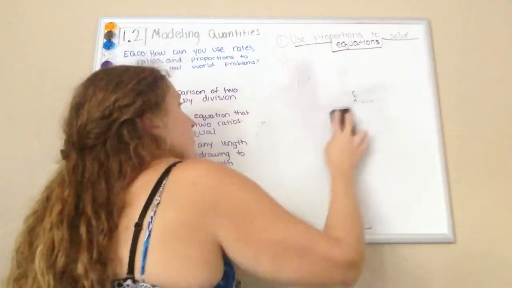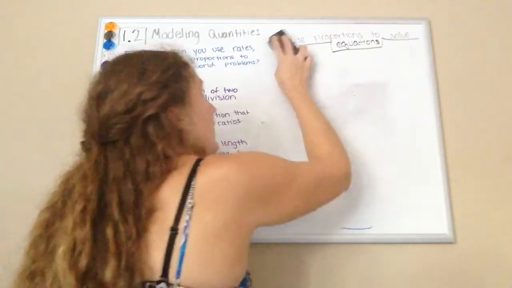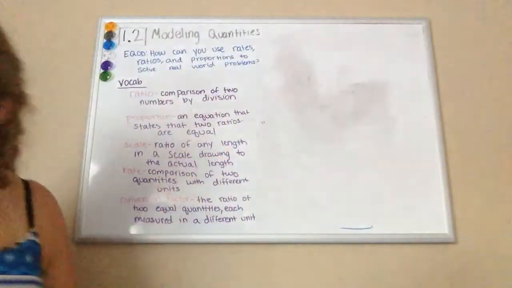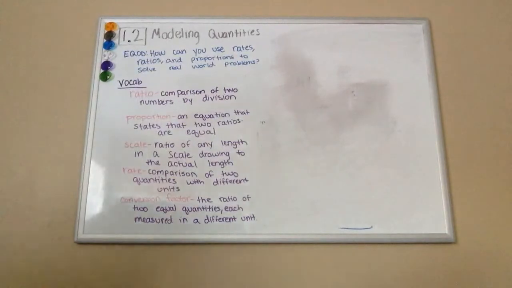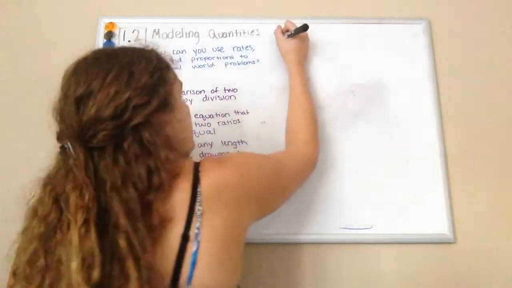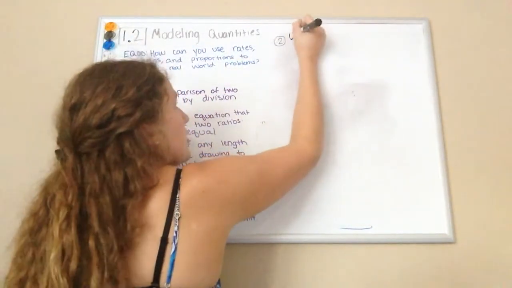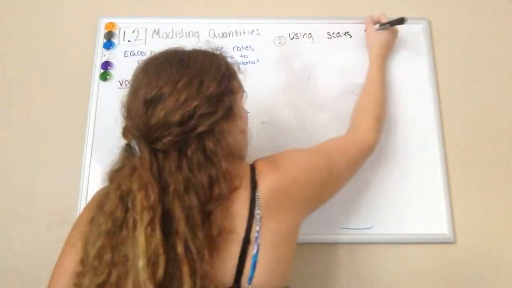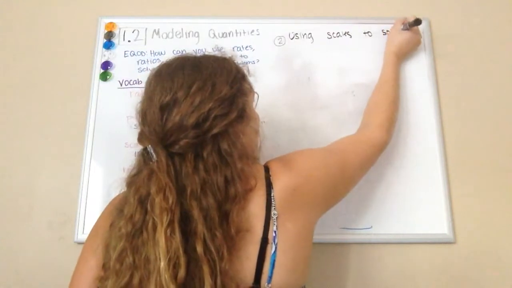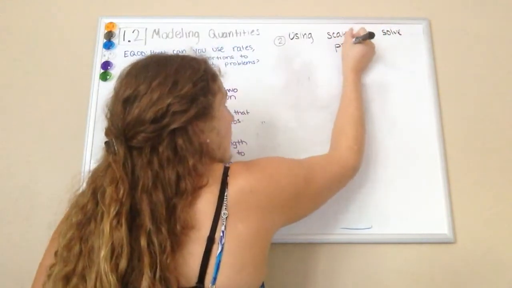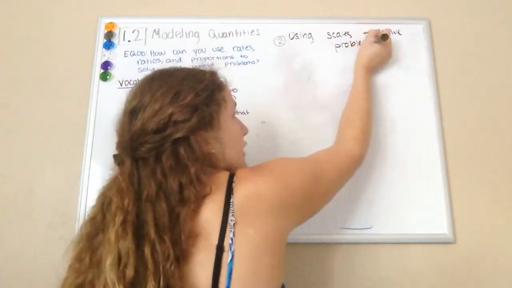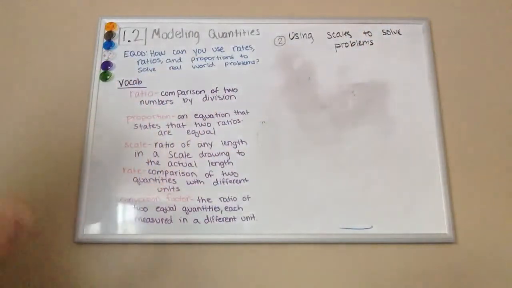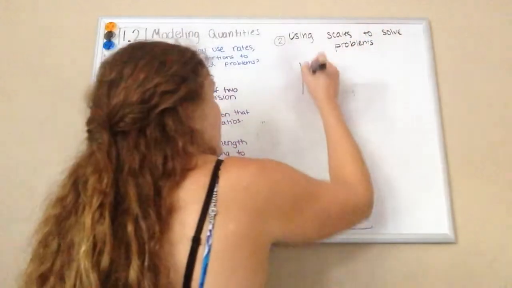I get to erase my lovely drawing. And we're moving on to the second section of these notes. So our second section, we are using scales to solve problems. I'm going to call this number 2, using scales to solve problems. When it's talking about scales, we talked about a map, right? So we talked about maybe a map of the U.S. So I'm going to draw out our map.